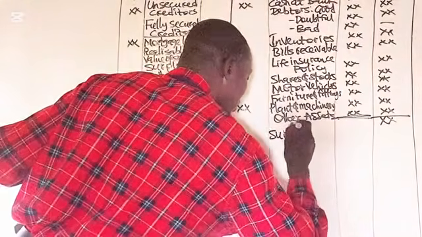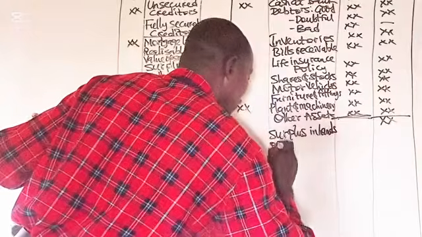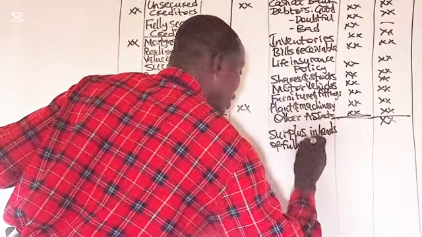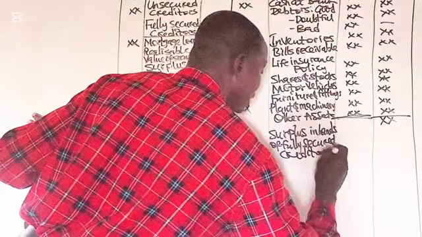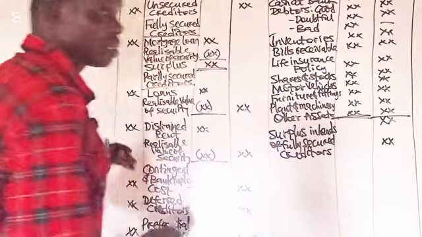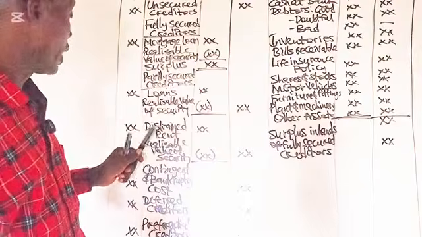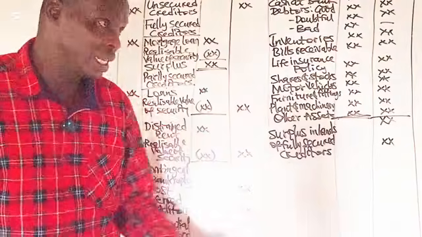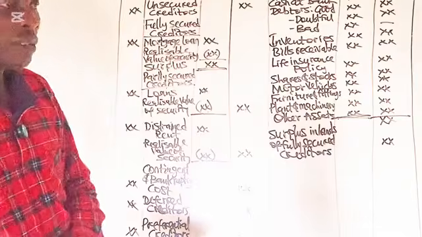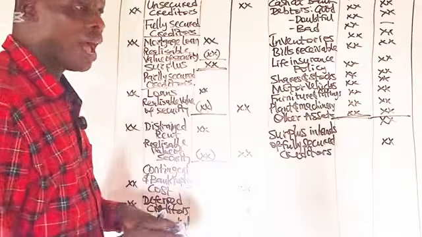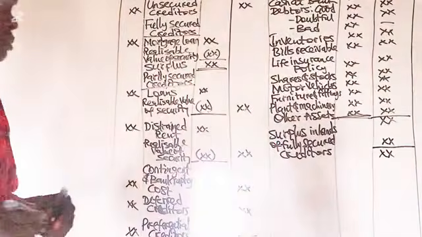Surplus in hands of fully secured creditors. Then, if there is surplus in hands of distrained rent, you will need to add it. If there is surplus in hands of the landlord, that will be made available for distribution. After all that has been considered, you have this as the total.